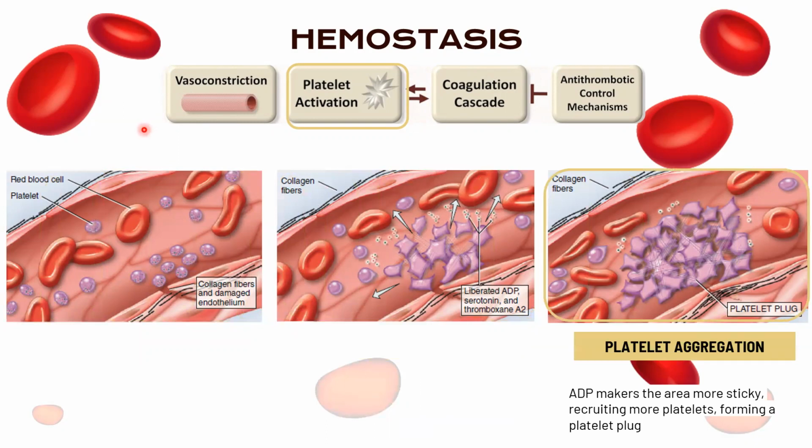And then there will be platelet aggregation. ADP makes the area more sticky and recruits more platelets, forming a platelet plug. So here you could see when there is damage, the platelets are activated, they change in shape, they release chemicals and messages that this area is damaged, thus attracting more platelets to the particular injured area, thus making a platelet plug.